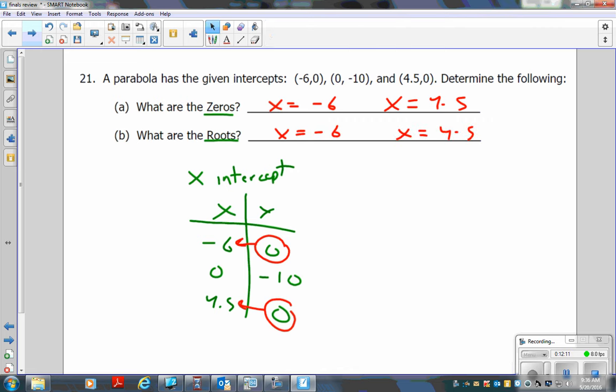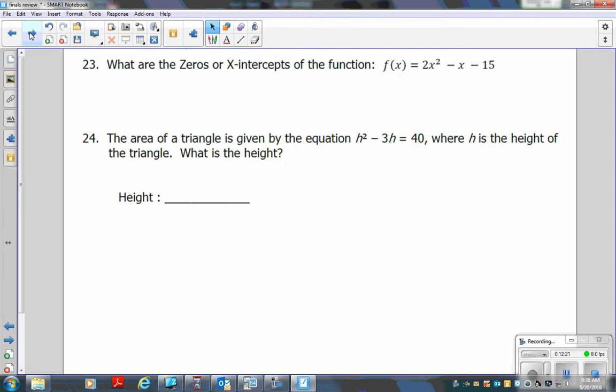The only other one is this one right here. When I draw the arrow from the 0, it's pointing towards the y. This is a y-intercept. That one's not necessary. It's not, our zeros is not our root. What are the zeros and x-intercepts in this function? Again, all you have to do is just graph it and look at the picture. 2x squared minus x minus 15.